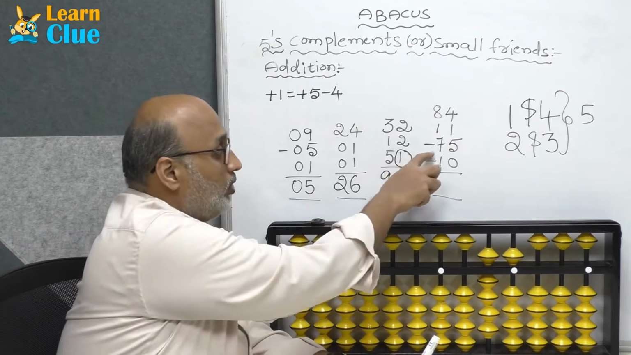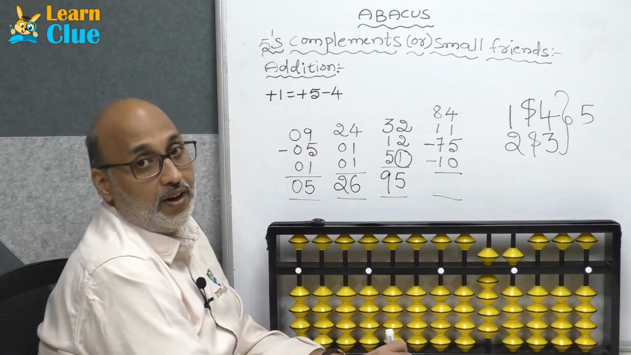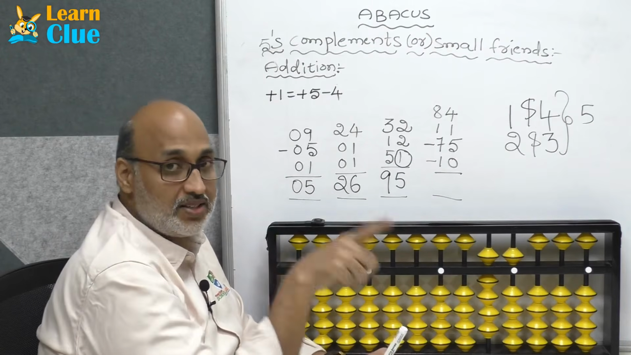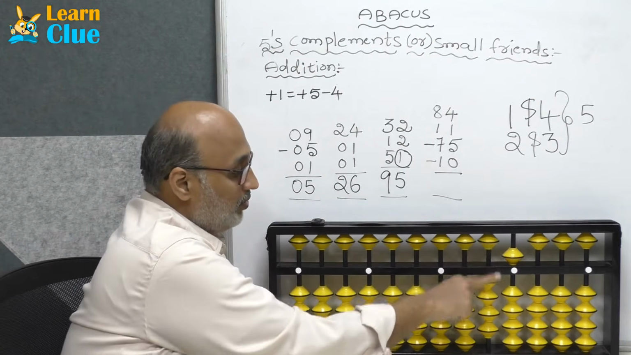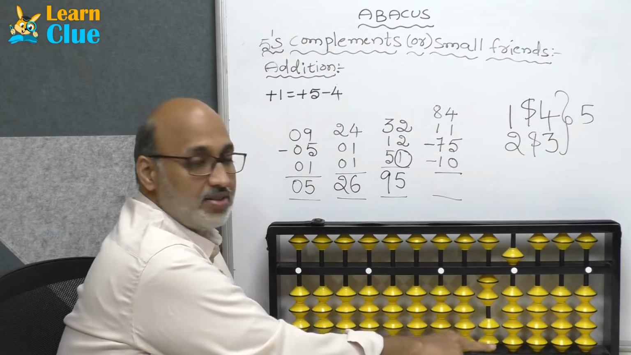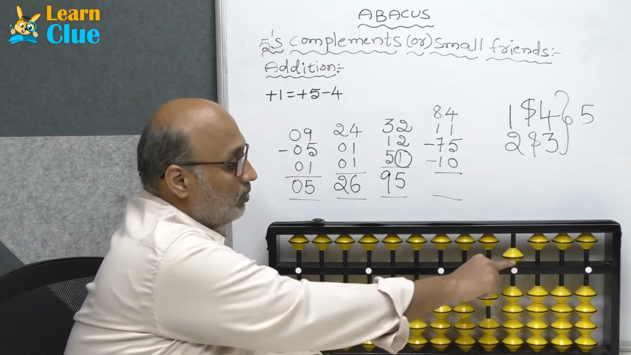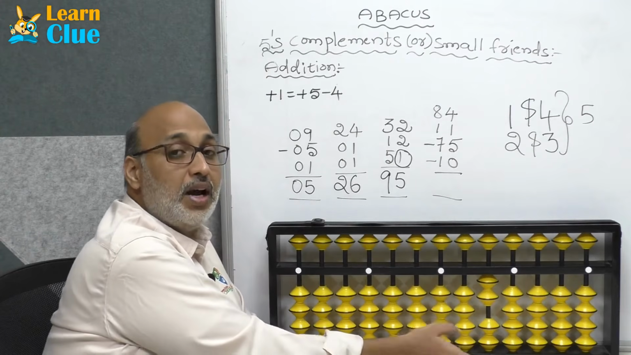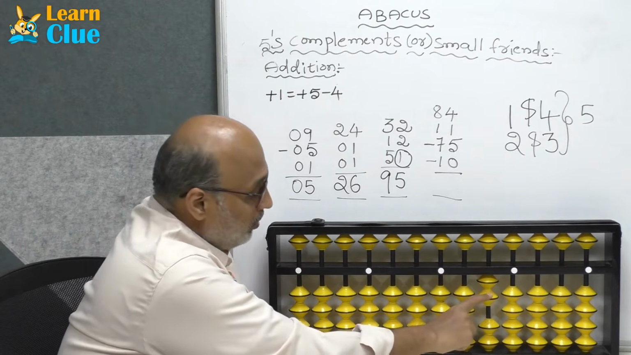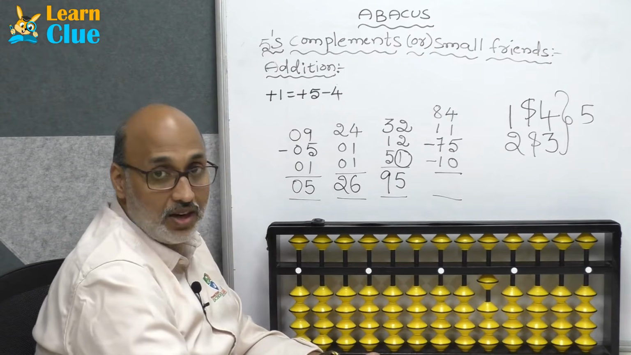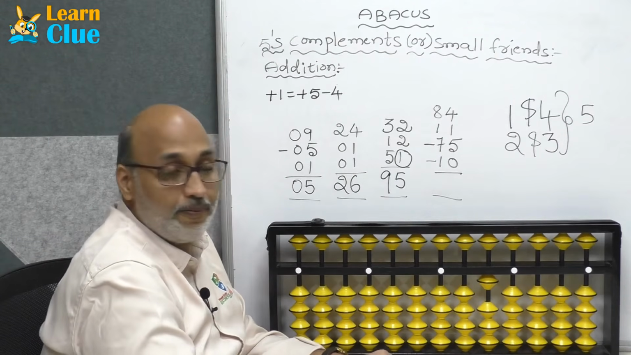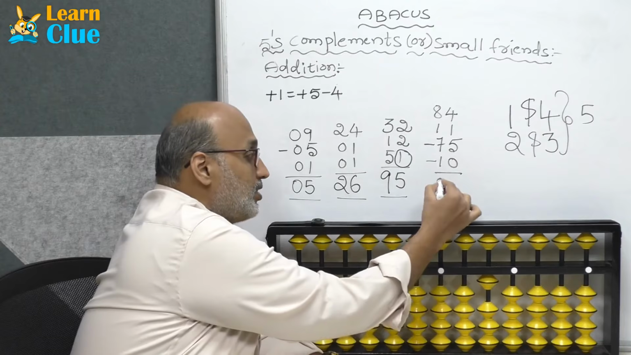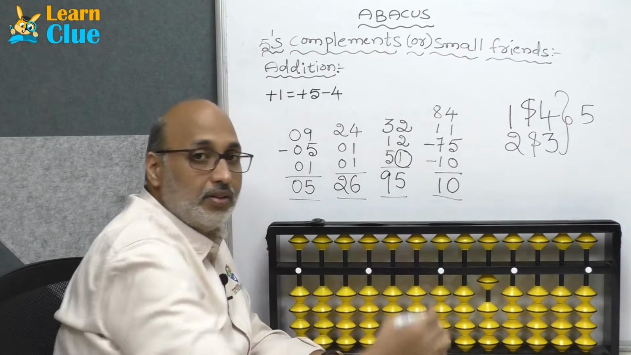Okay, now they are asking minus 75. First we have to do minus 70. Minus 50, minus 60, minus 70. Now minus 5 is available. Now they are asking again minus 10. The beads are available. Minus 10. Now what is the answer? Tell me. Its answer is 10.